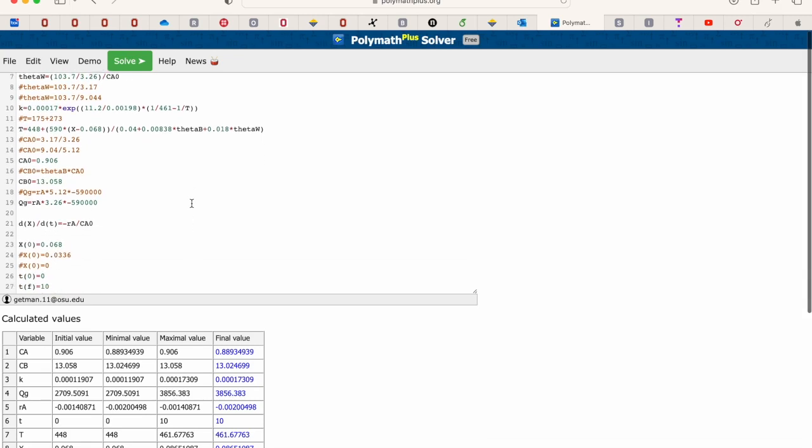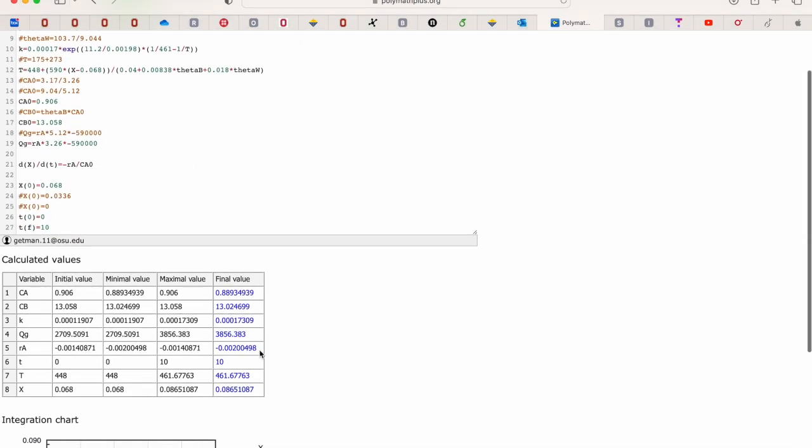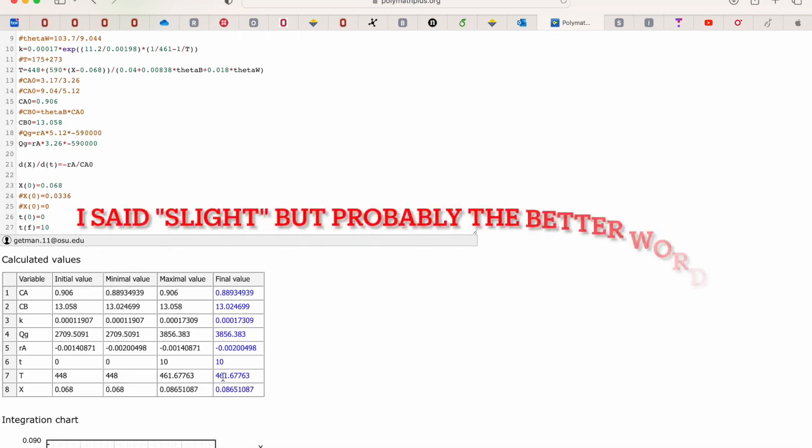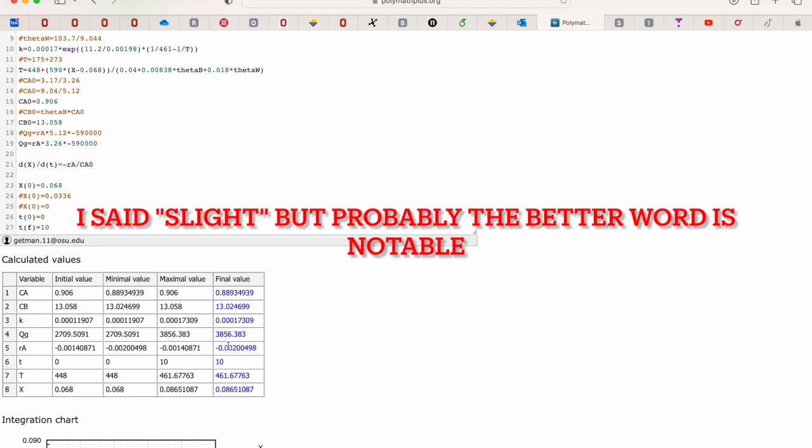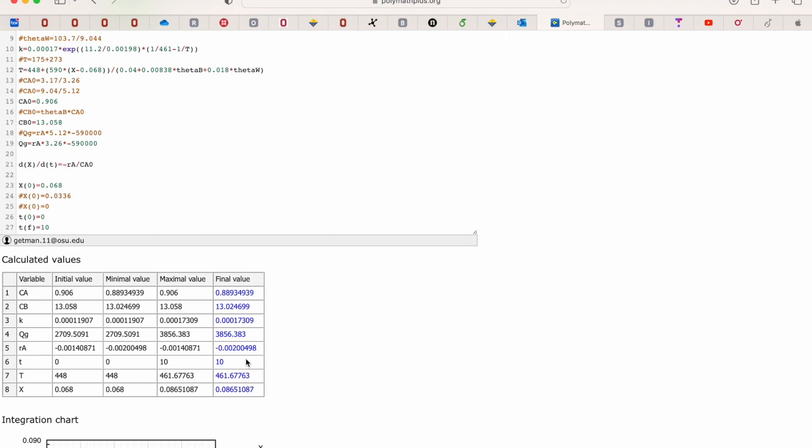Okay, so these are the values that I now get for this case, under the design charge. After 10 minutes of adiabatic operation, I get a slight increase in my conversion to 0.086. I get a slight increase in my temperature from 448 to 462 Kelvin. And I can calculate my rate, that's this negative 0.002 kilomoles per meter cubed per minute. And then I can also calculate my heat generated term.